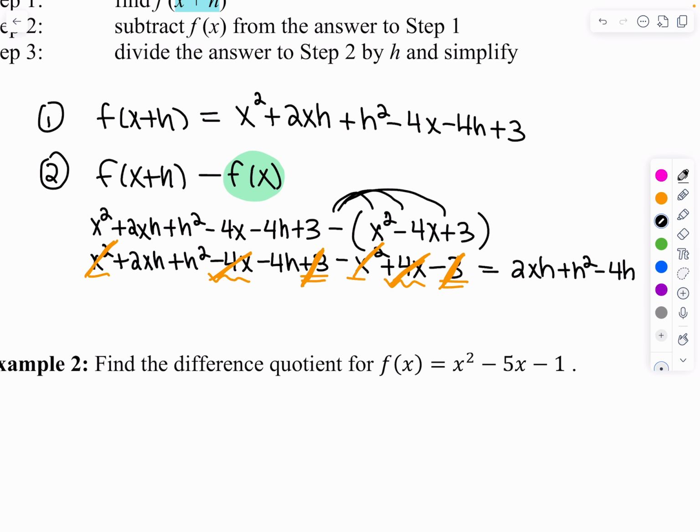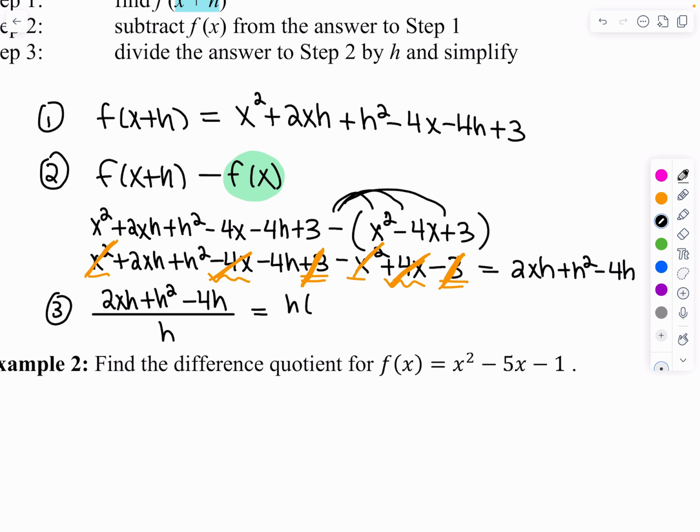Then step 3, we're going to divide our answer by h. So if you notice, and you will in a moment, there's something nice about dividing this by h. Take a moment to think about it. What in that numerator makes it nice to divide by h? And if you're thinking there's a GCF, you are right.